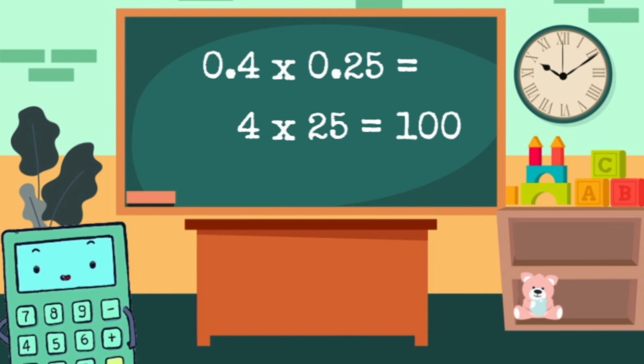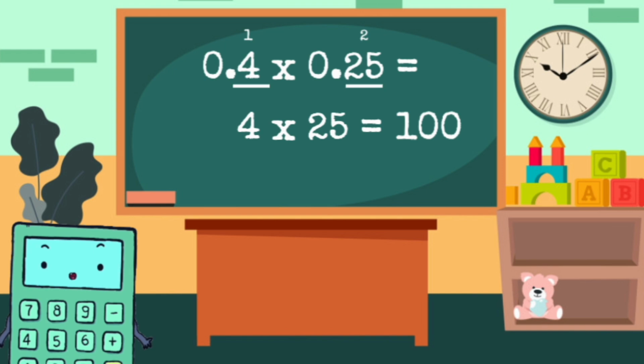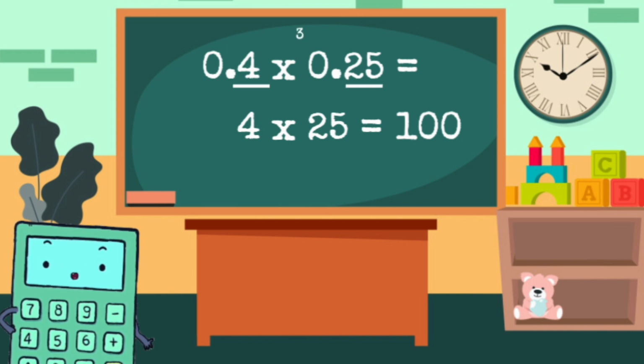Count how many decimal places we have in the original numbers. In 4/10, there's 1 decimal place, and in 25/100, there are 2 decimal places. So, in total, that's 3 decimal places.